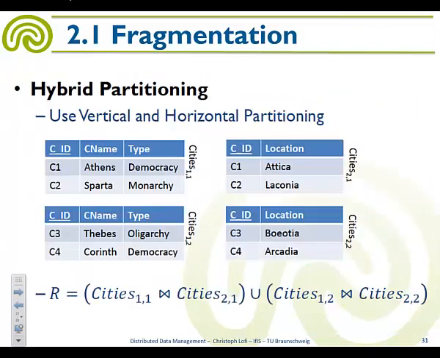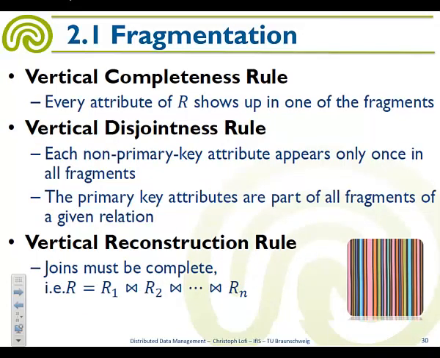So for example, then the completeness rule is: every attribute still should be there, and I can reconstruct it by joining the different fragments. So now it's not a union, it's a join.